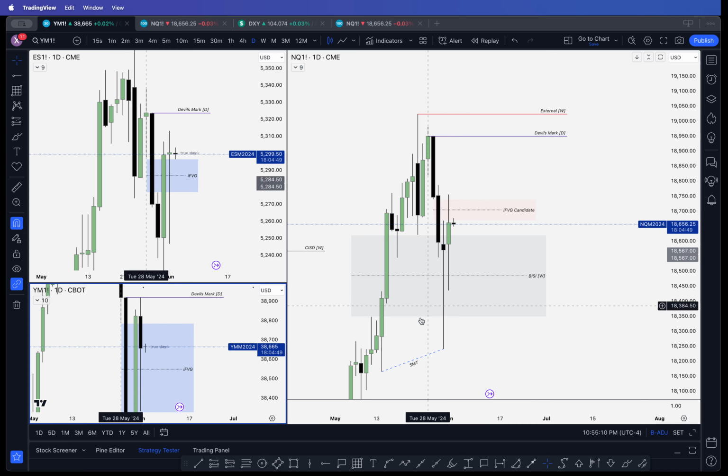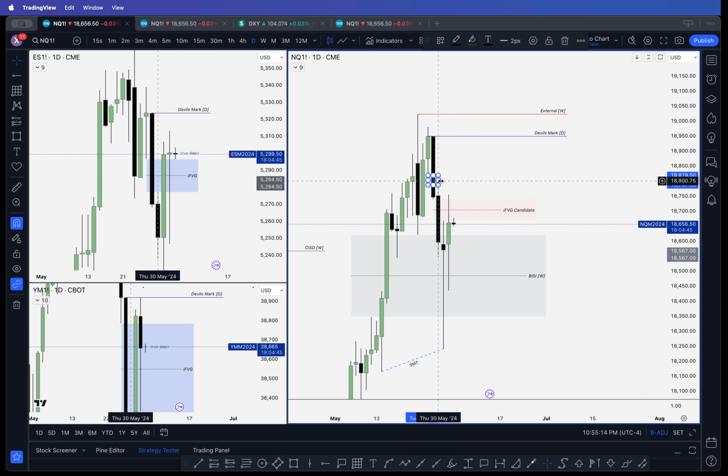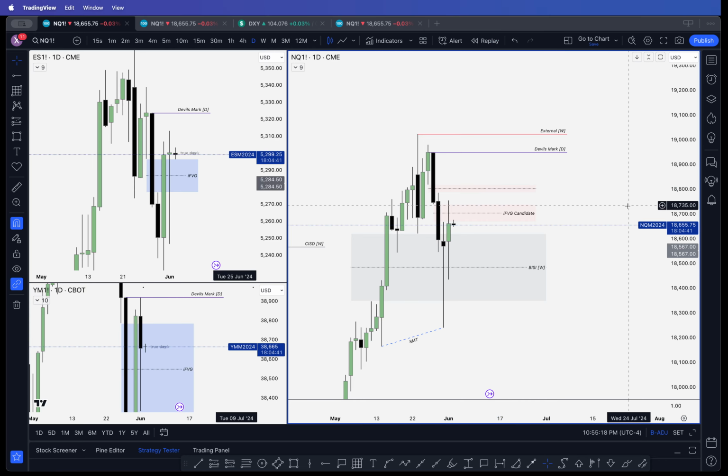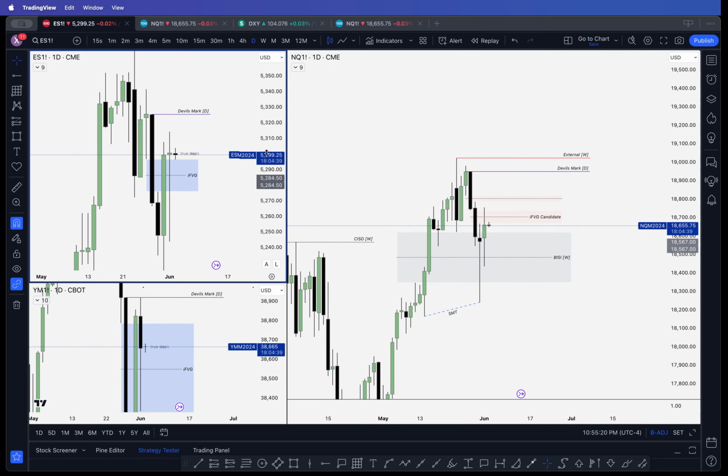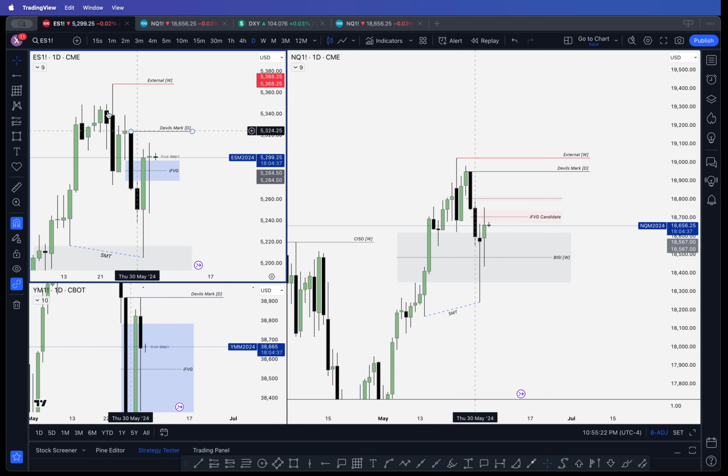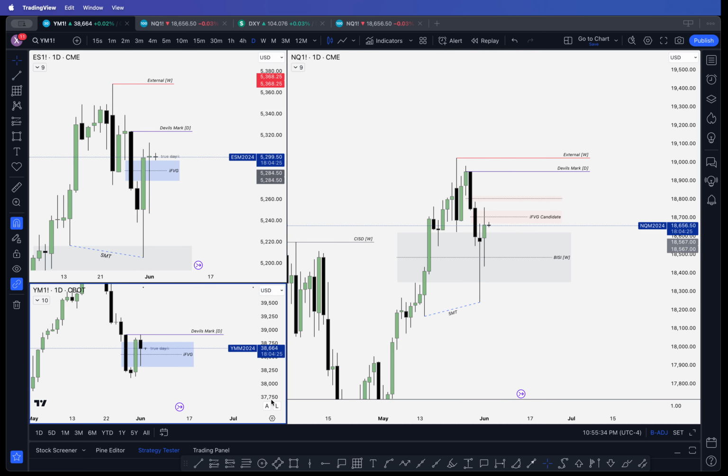NASDAQ still has another bearish inefficiency above market price. Do you guys see that small one? I don't really love that. But I do like the ES, and I do like how the ES has no inefficiencies in this leg anymore. There's nothing. And also, look at where, yeah, 100%, definitely an SMT candidate up here. That's what most likely will happen.